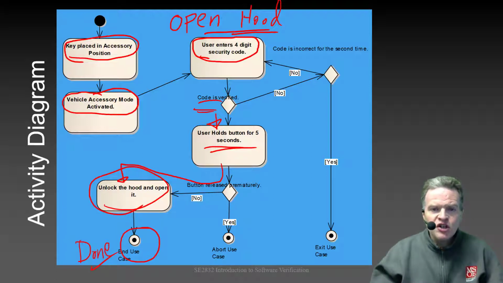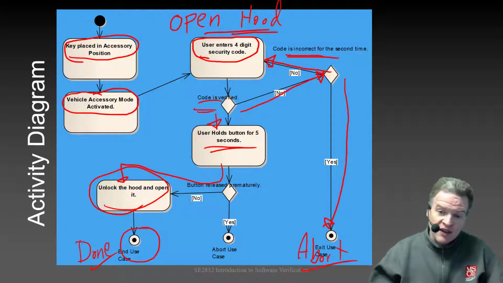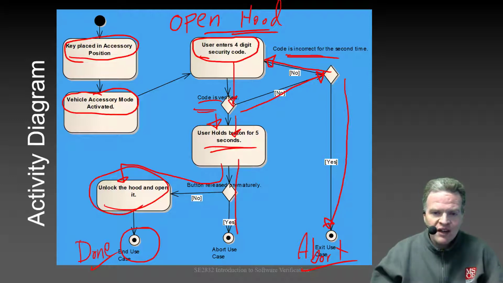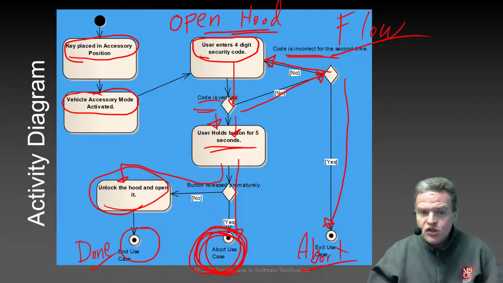If for some reason the 4-digit code is incorrect, we're going to take this path going over here. If it's incorrect only for the first time, we will come back. Otherwise, if it's incorrect for the second time, we will abort the use case, taking this path down here. If the user has entered it incorrectly one time, then the code is verified, they hold the button, but they don't hold it for a full 5 seconds, we go down here and again abort the use case. So we can see graphically that this is really showing the flow through a flowchart structure through this given use case.